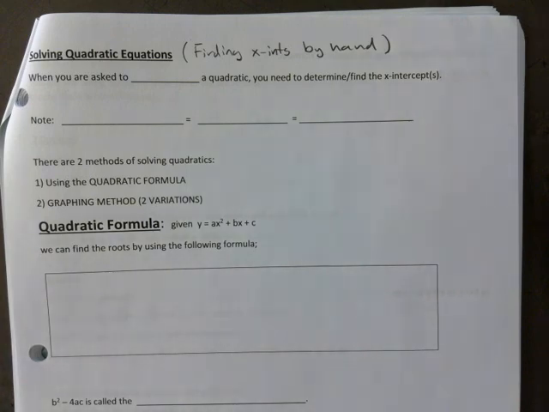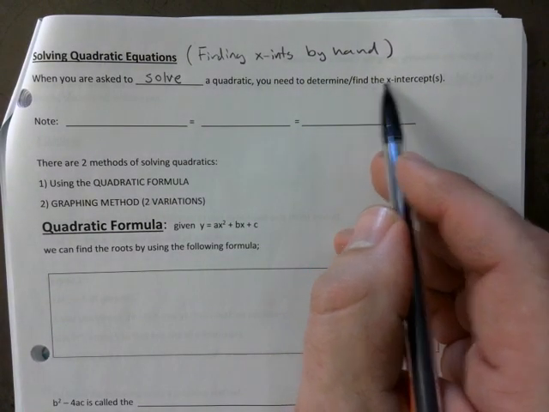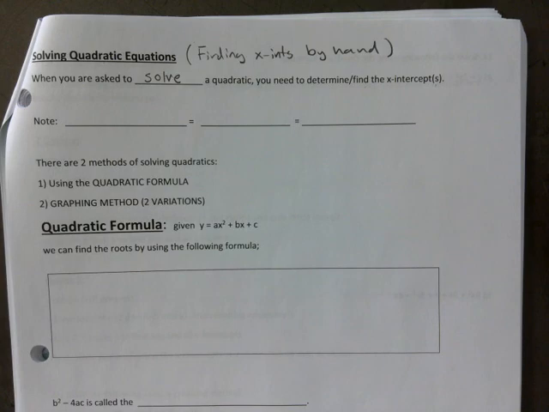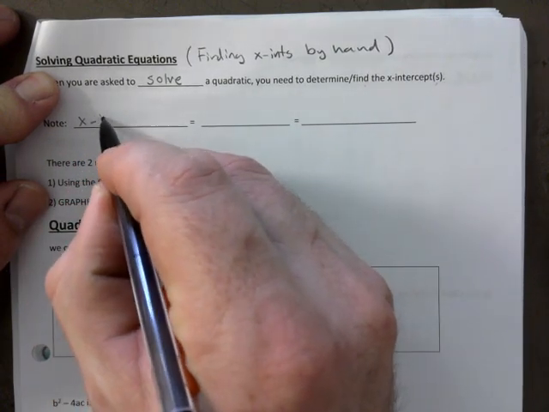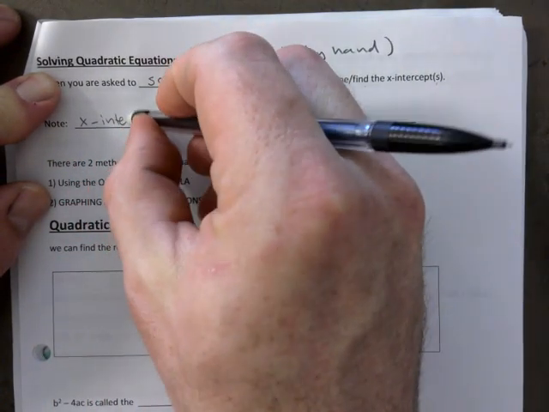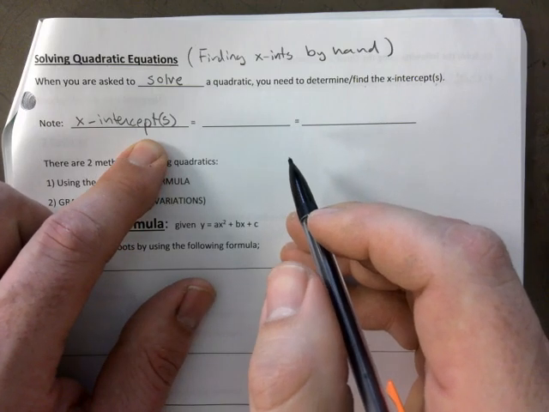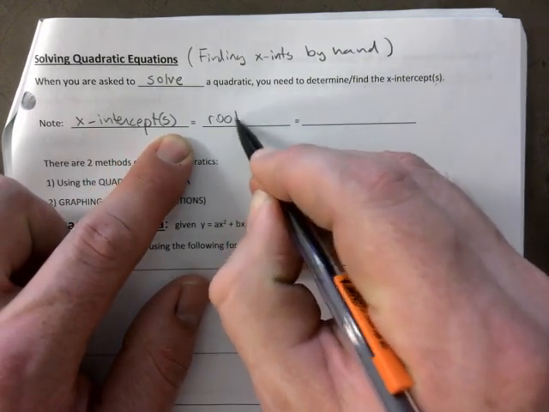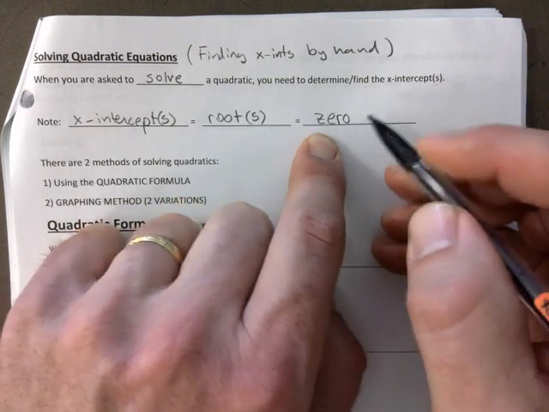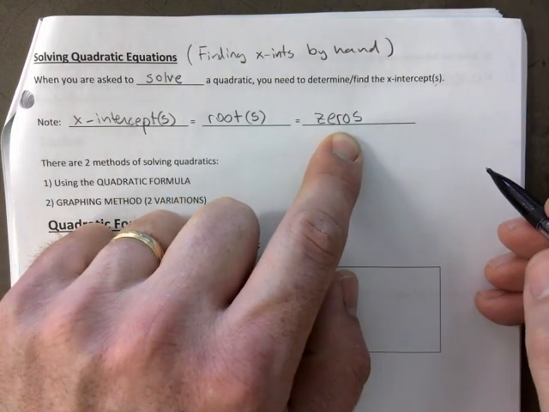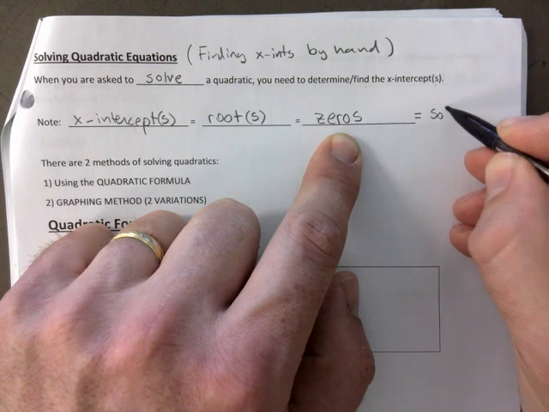So when you're asked to solve a quadratic, you need to determine or find the x-intercepts. And note that this is very important because I'm going to use them interchangeably. X-intercepts, one or more, is the same thing as what we refer to as root or roots. The zeros, and I'm going to add a fourth one here. We would also say solutions.